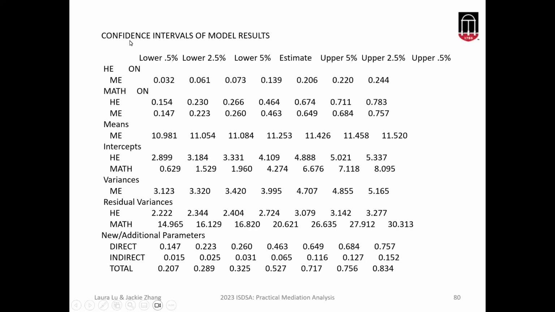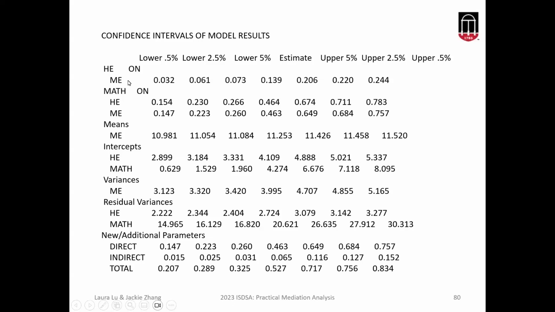We can also look at the confidence interval by using the bootstrapping method. So here we have the coefficient, for example, HE on ME. This is what it is. This is A.